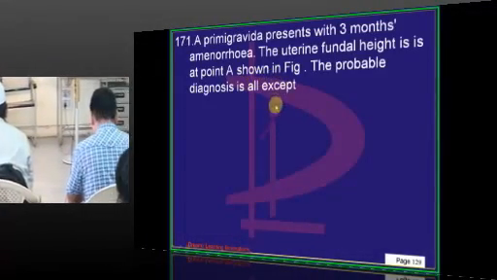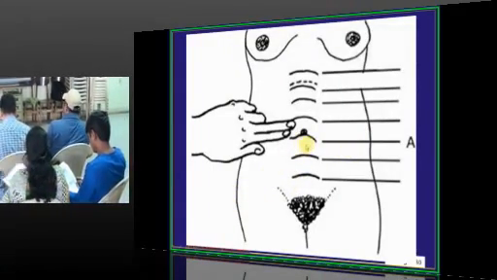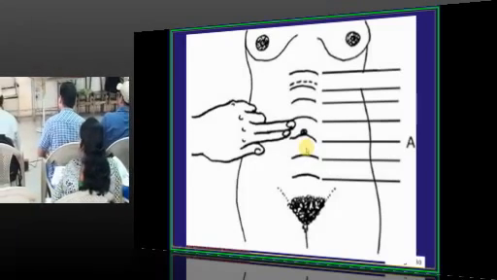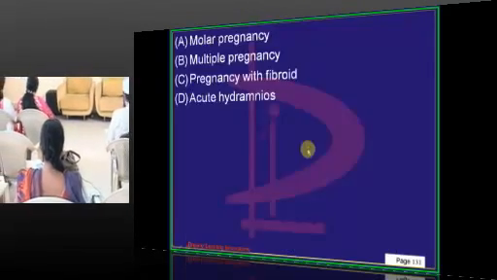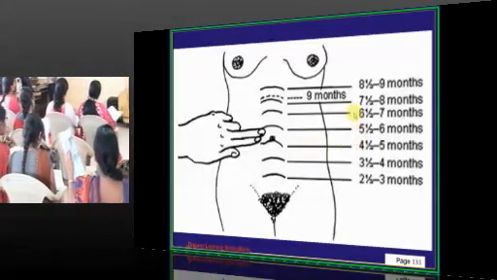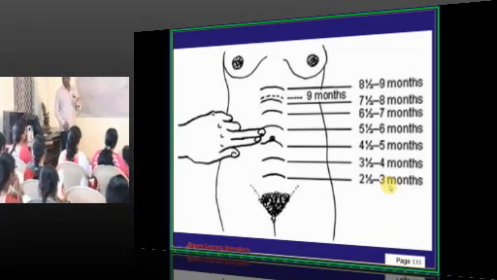A primigravida, uterine fundal height is being shown at the level of the umbilicus. If it is at the umbilicus, what is the expected gestational period? 20 weeks. At each level, like a seasoned gynecologist, obstetrician, you must remember, doctor.